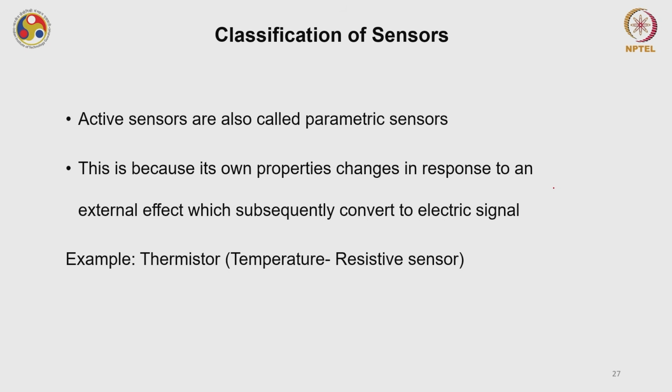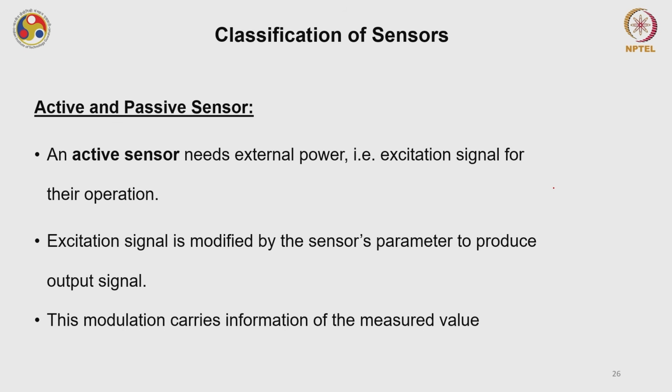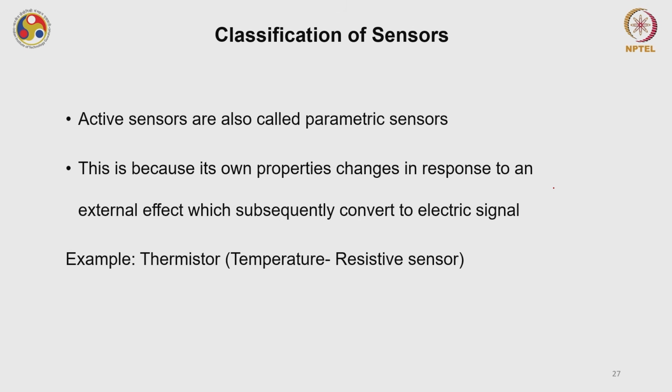As you have just seen, the excitation signal is modified by the sensor's parameter to produce the output signal, so these sensors are also known as parametric sensors. And one good example of an active sensor is a thermistor.